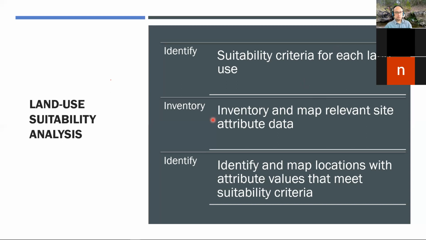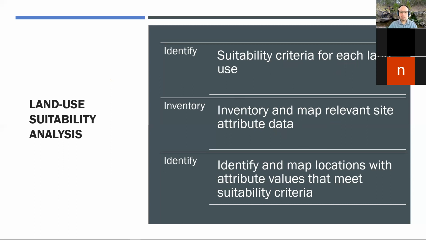And inventory, of course: create an inventory and map relevant site attribute data, and then finally identify and map locations with attribute values that meet suitability criteria. So you mix and match between the data that you have in your inventory and the suitability criteria for each land use.